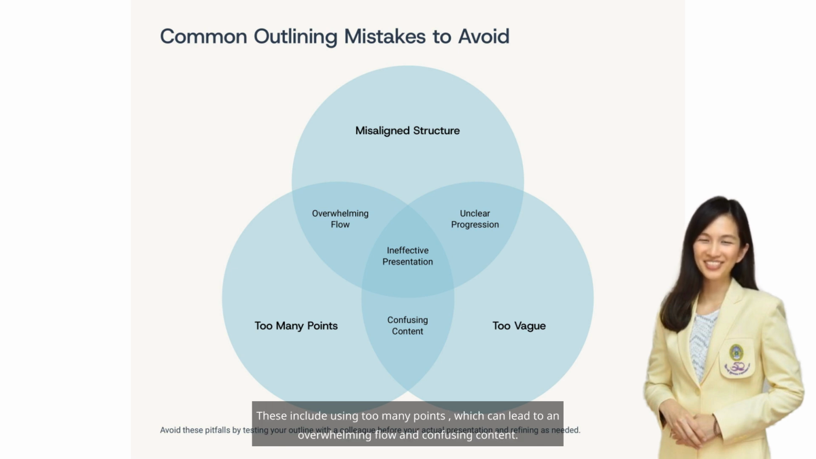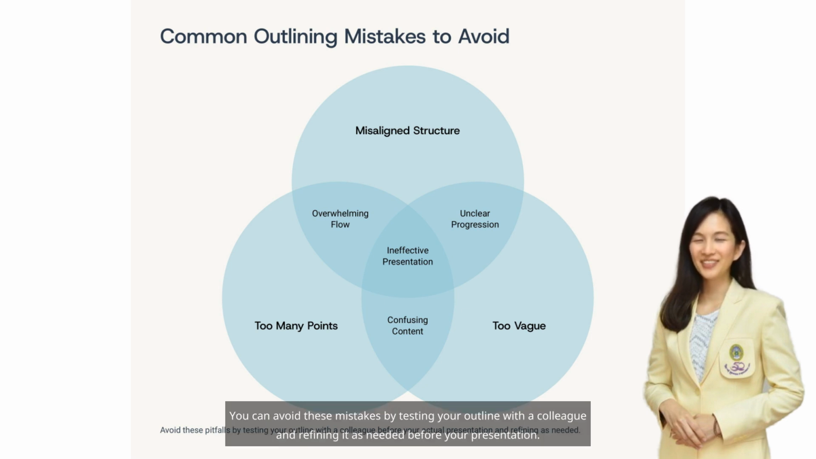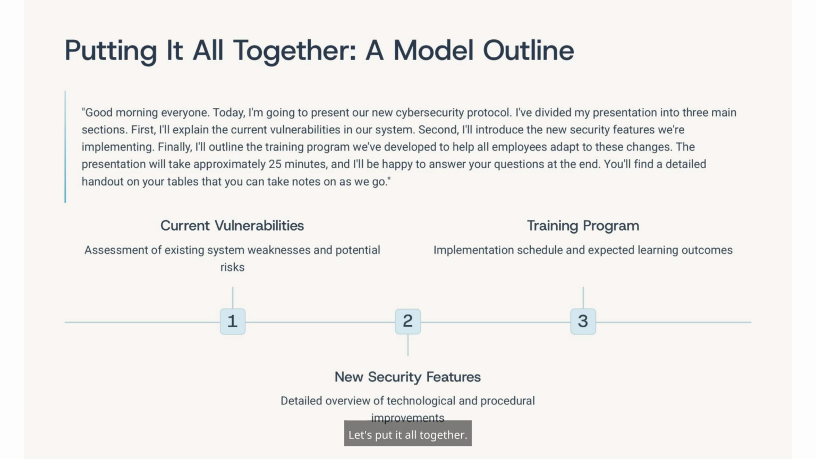These include using too many points, which can lead to an overwhelming flow and confusing content. It's also important to avoid an unclear progression or an outline that is too vague. You should also avoid a misaligned structure. You can avoid these mistakes by testing your outline with a colleague and refining it as needed before your presentation. Let's put it all together.